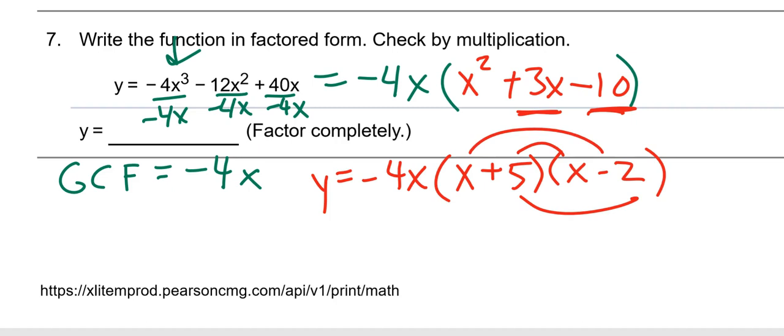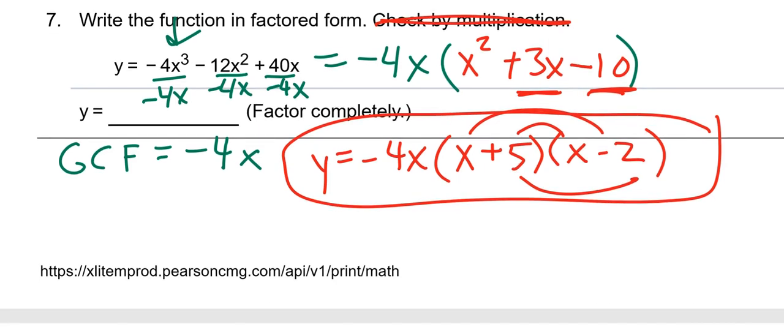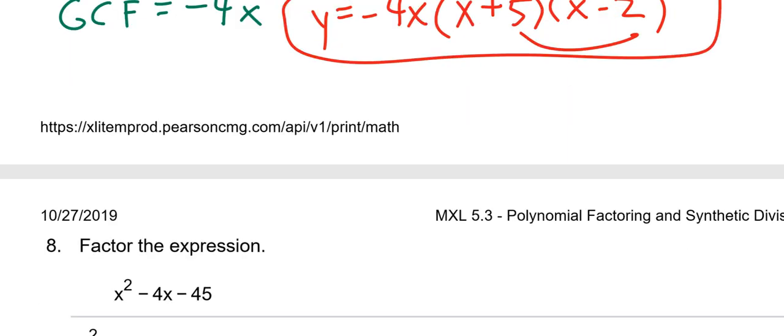Question. Is this all I have to do for question 7? I will cross this off, but let me ask you this. Is that all you have to do? Are we done with this question? Yep, folks, we factored it. We're good. So I know some other questions will ask you for zeros, but this didn't ask me for zeros. It just asked me to factor. So I'm not going to waste any more time on that one. We'll move on.